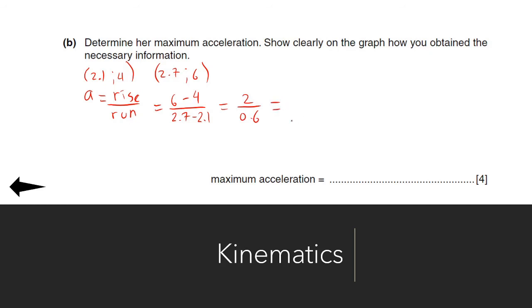Use your calculator to calculate the value. You will get 3.3 meter per second squared. This is the answer for the maximum acceleration. Put that on the space provided, 3.3 meter per second square. Make sure you use the correct unit for the acceleration.